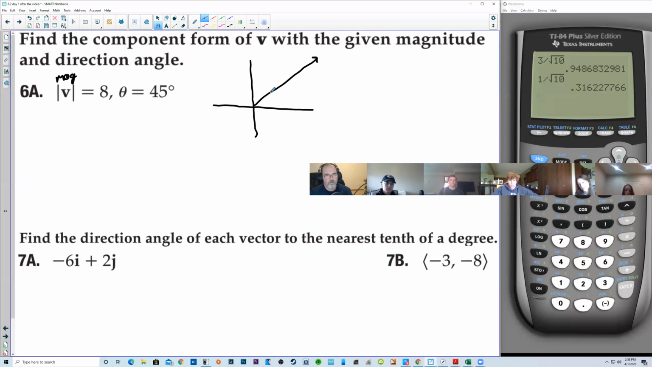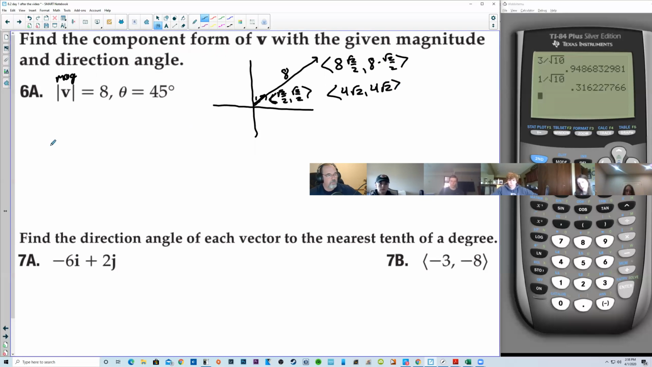Well, here's the good news. If the magnitude was 1, then the component form would be square root of 2 over 2, square root of 2 over 2. If the magnitude was 1, if we were on the unit circle. We know a lot about 45 degrees. Well, if your magnitude is out here at 8, no problem. This is 8 times square root of 2 over 2, 8 times square root of 2 over 2. So both of them are 4 square root of 2 for this known angle.